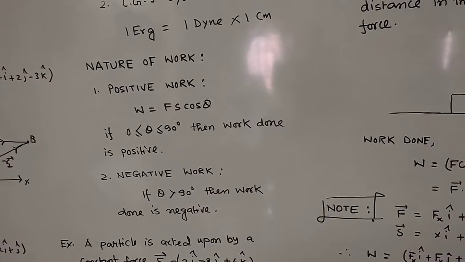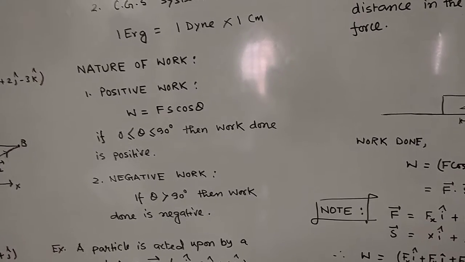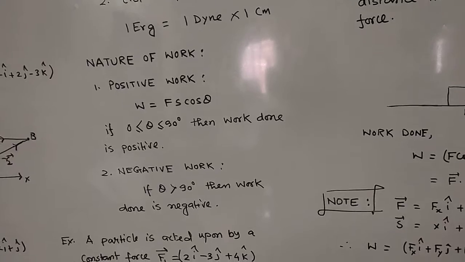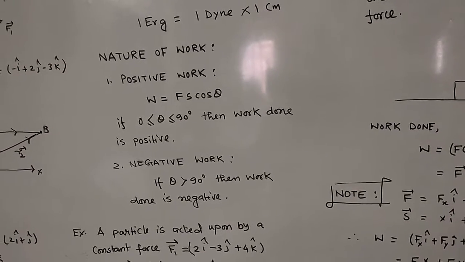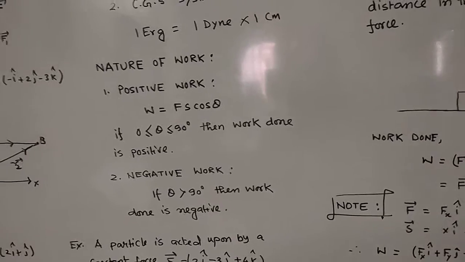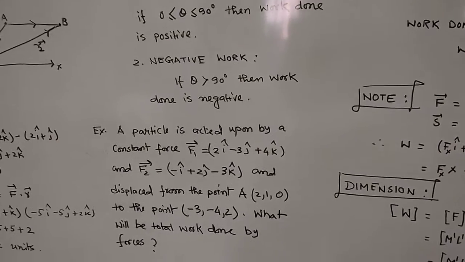For example, negative work done is the work done by the frictional force, you can consider. Or you can say work done against the gravitational force. Now let me take one numerical and try to explain.